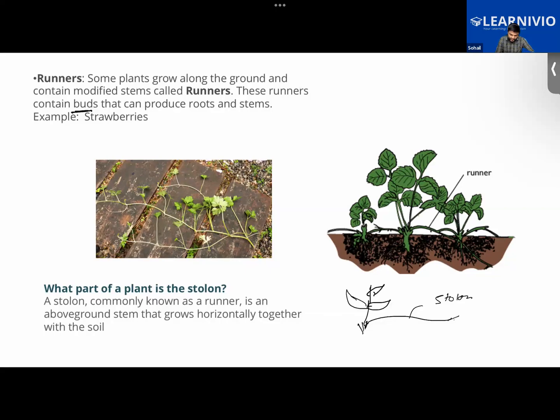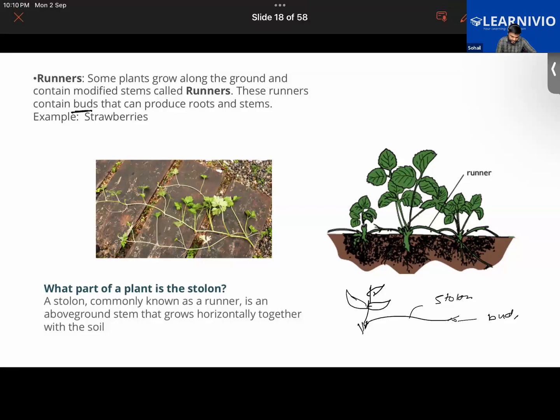And stolon will have buds in it. Like say that this is a bud. Now, if this bud were to come in contact with the soil, roots will start to form, shoot will also start to form, and it will grow into a new plant. So buds have a role to play in this runner also. Got this, both of you?